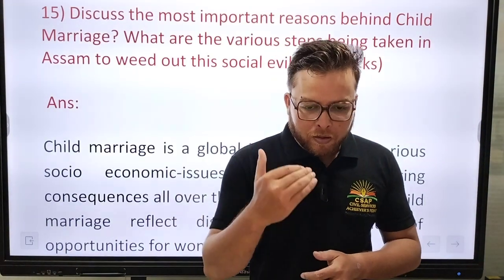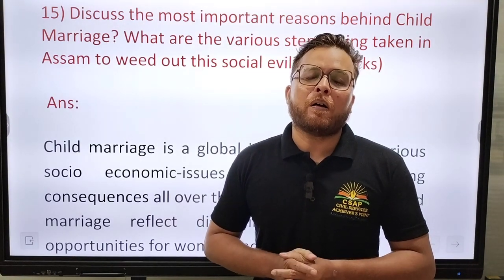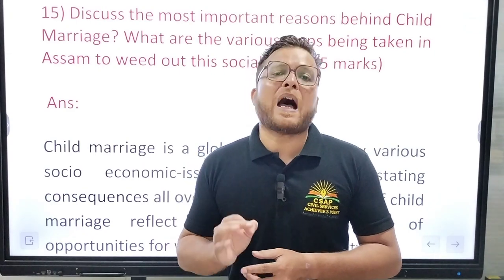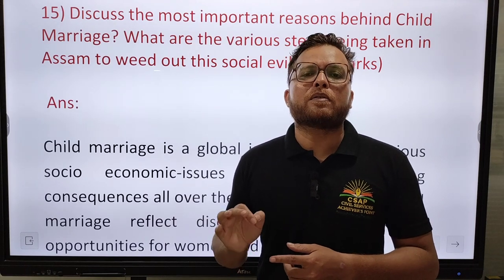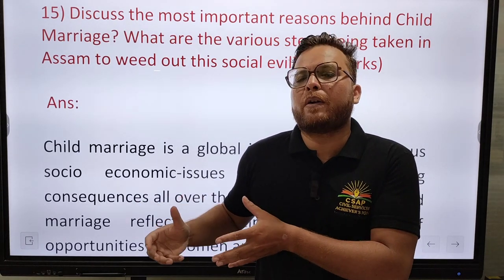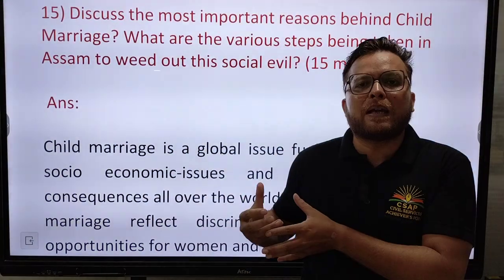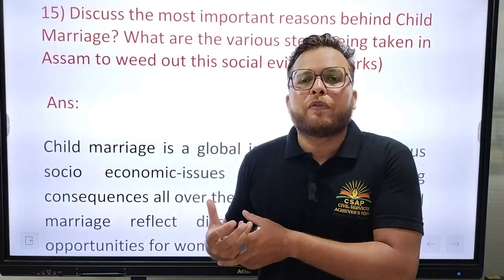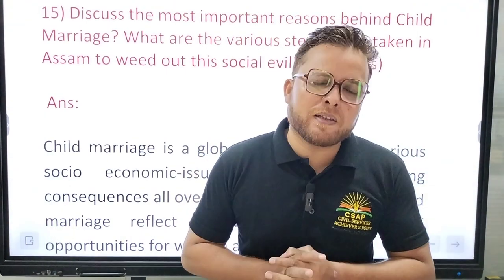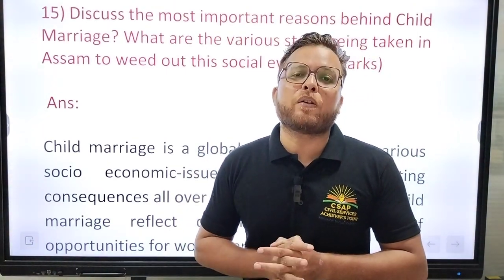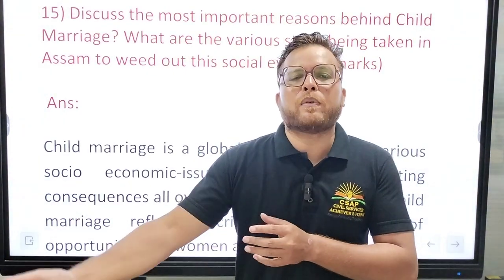So you can talk about the POCSO Act, and you can talk about the Prevention of Child Marriage Act. Apart from that, the Assam government has introduced important schemes to discourage parents from promoting child marriage. For example, the Sukanya Samriddhi scheme. Then you can also talk about the Arundhati Gold scheme, where the government of Assam pays a certain amount of money at the time of the daughter's marriage.